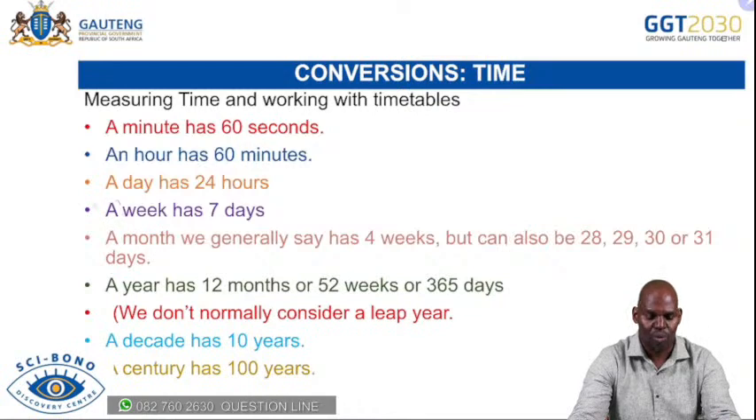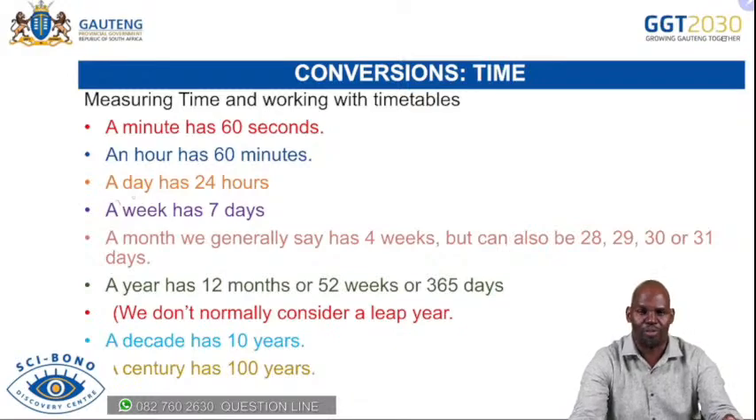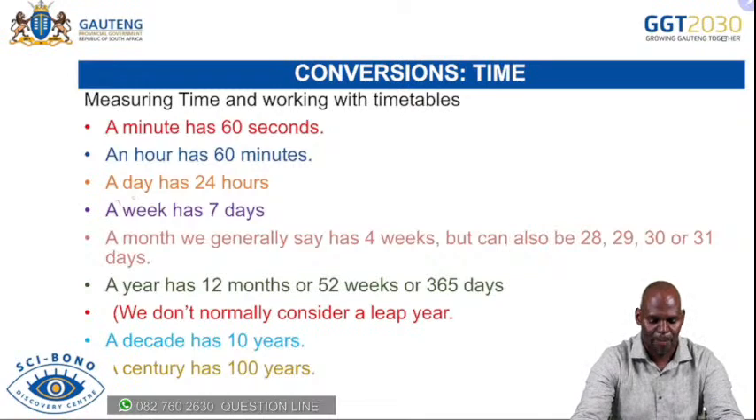Then when we come to a week, we know that a normal week has got 7 days. So if it's 1 week, it's going to give you 7 days. If it's 2 weeks, it's 14 days, and so on. That means if you want to convert from weeks to days, you multiply by 7. And then from days to weeks, you divide by 7, unless they specify the number of weeks.